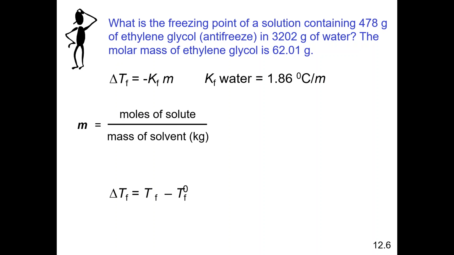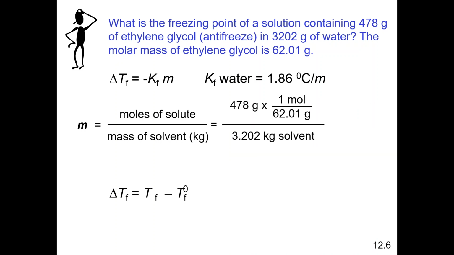The molality is equal to moles of the solute divided by mass of solvent. They gave us 478 grams of the solute. We have to convert that to moles, so we multiply 478 by 1 mole over the molar mass, 62.01 grams. Then we divide that by the mass of the solvent. They gave us the mass in grams, but by definition we have to convert it to kilograms, which gives 3.202 kilograms. Then we do the math, and according to my math, this gives you 2.41 m as the molality.